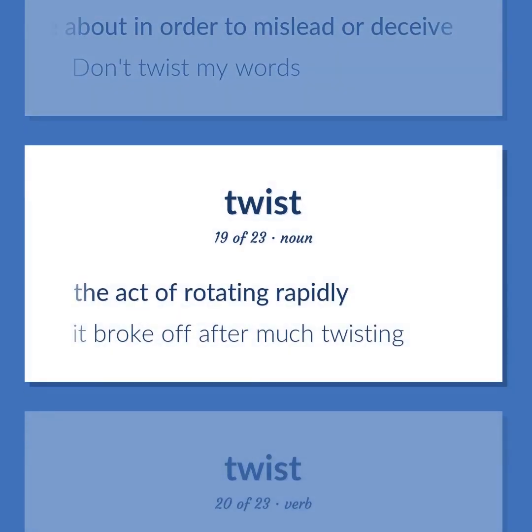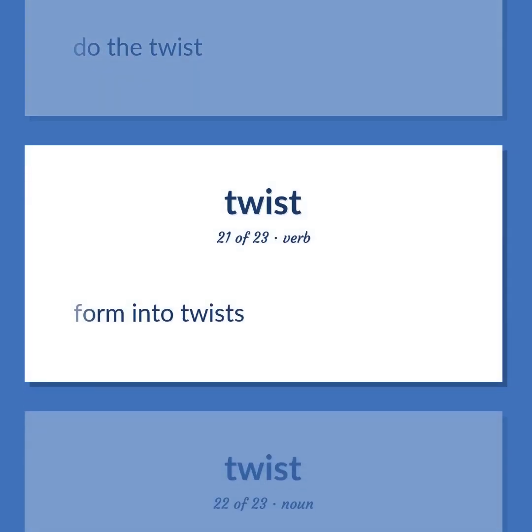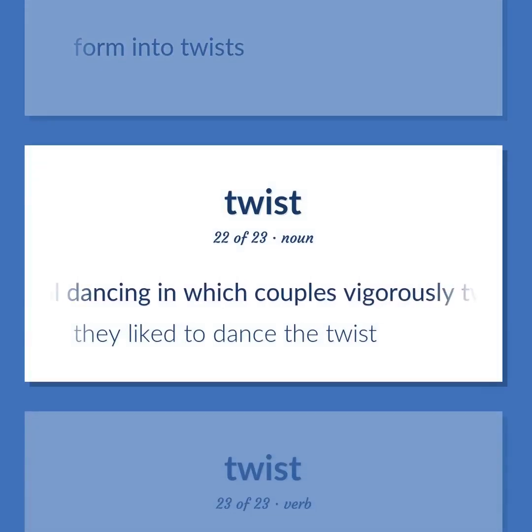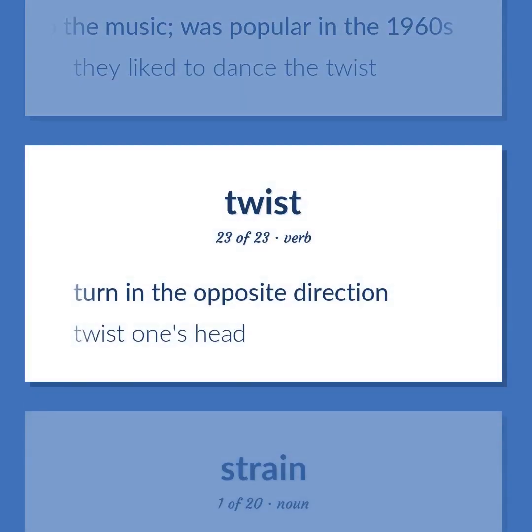The act of rotating rapidly. It broke off after much twisting. Do the twist. Form into twists. Social dancing in which couples vigorously twist their hips and arms in time to the music was popular in the 1960s. They liked to dance the twist. Turn in the opposite direction. Twist one's head.